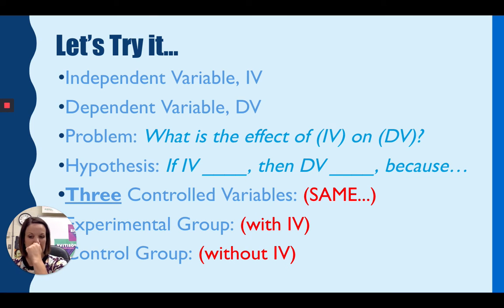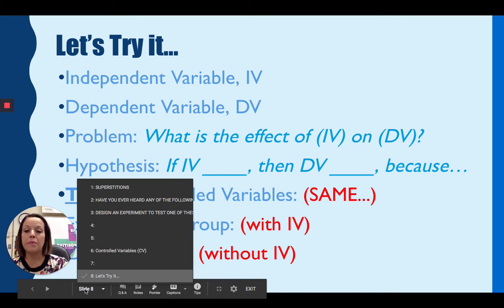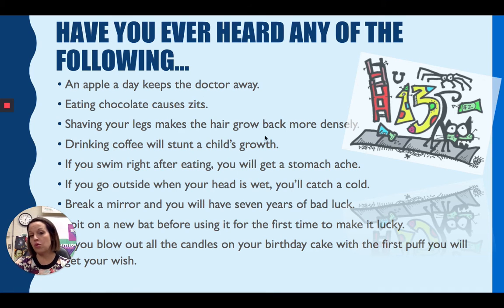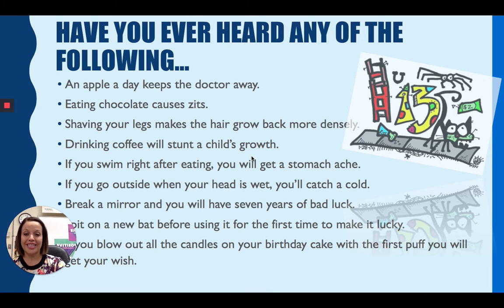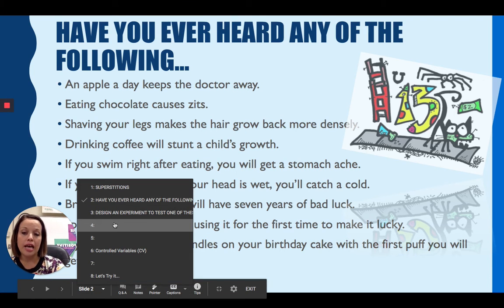I'm going to go back to my superstition slide really quick, and we're going to pick a superstition. Okay, you might choose your own. I am going to choose drinking coffee will stunt a child's growth. The reason I'm picking this one is I'm 5'3" as an adult, and many of my 8th graders are taller than me. And my husband, he's 6'3", and that man, he drank coffee from like age 4, and somehow he's still super tall. So, does coffee stunt a child's growth?